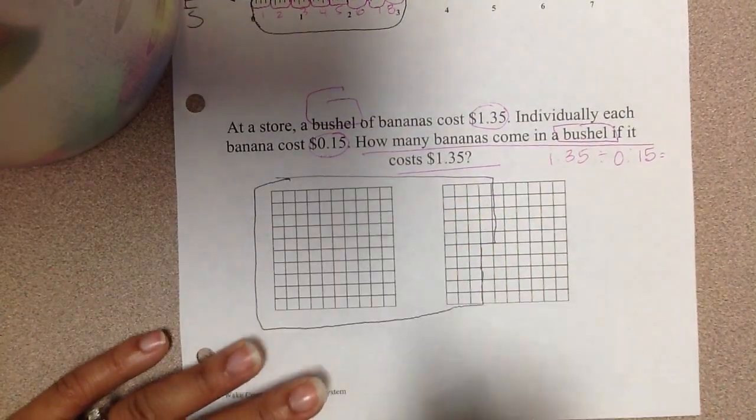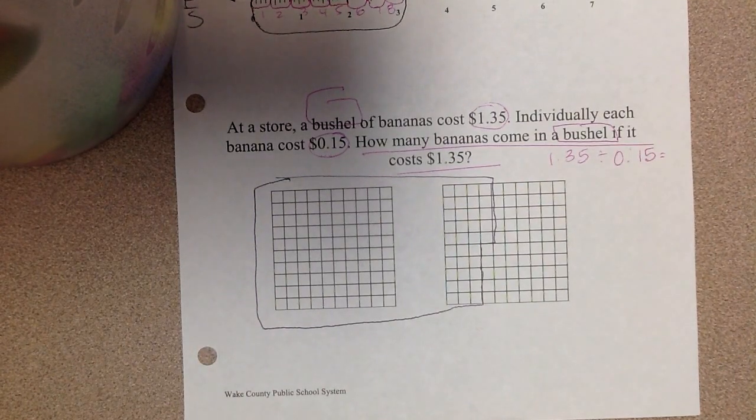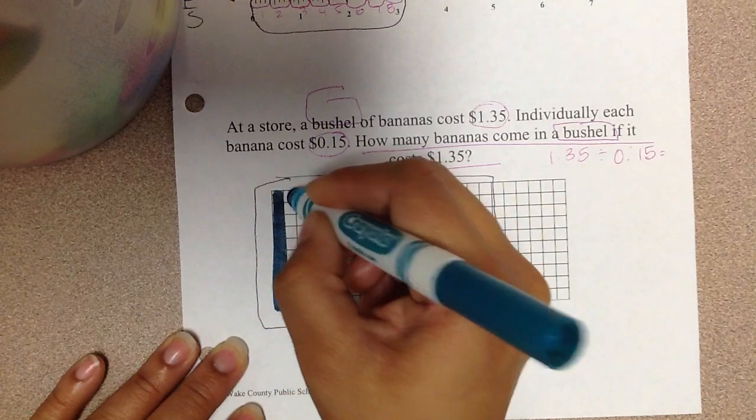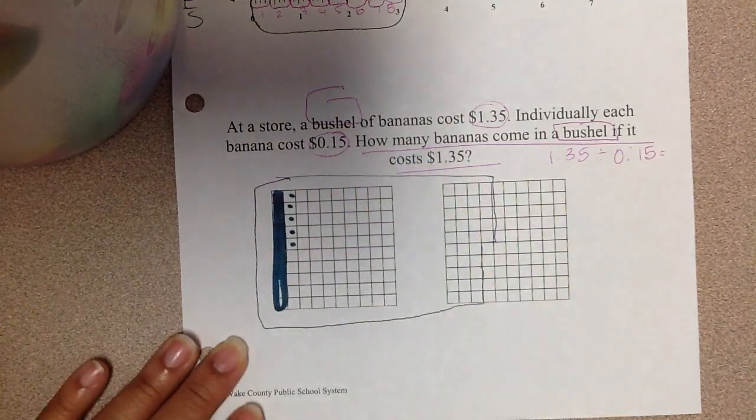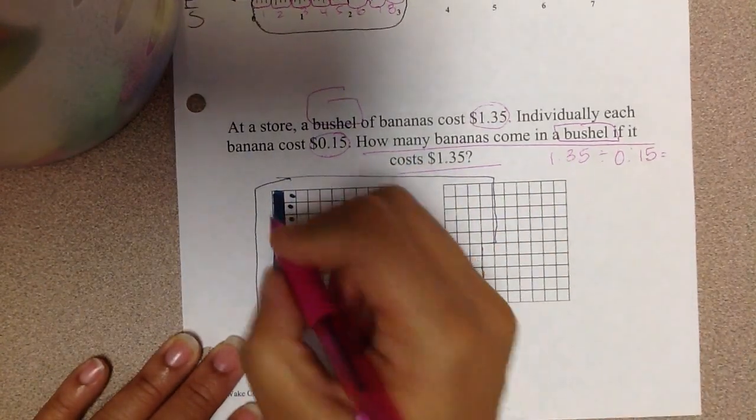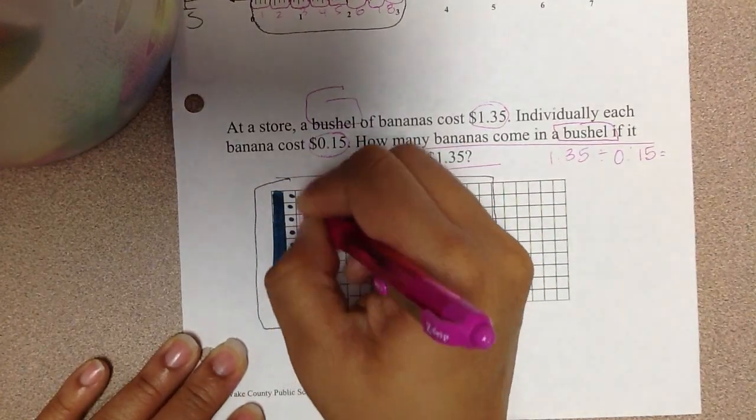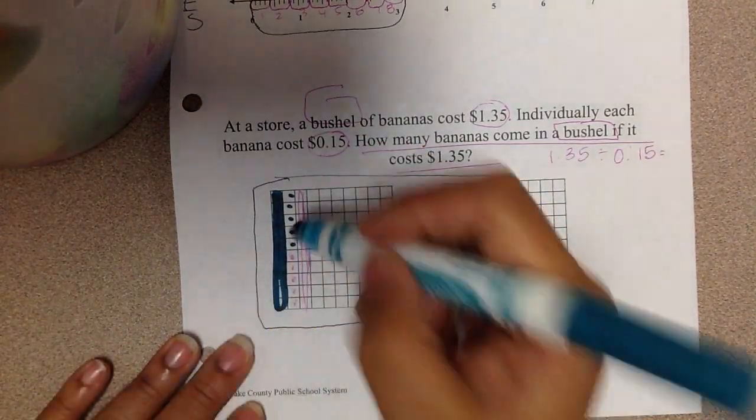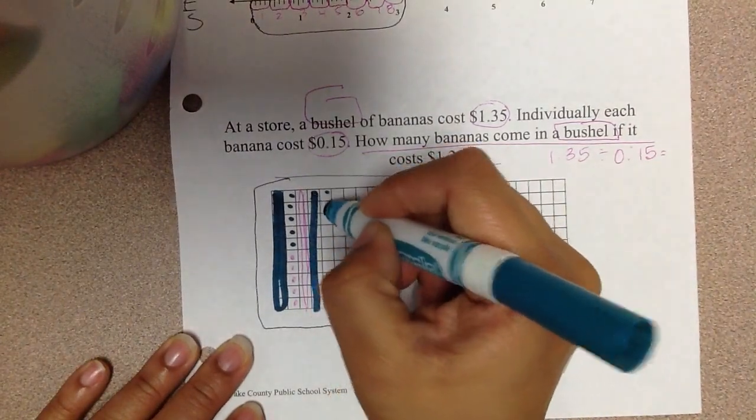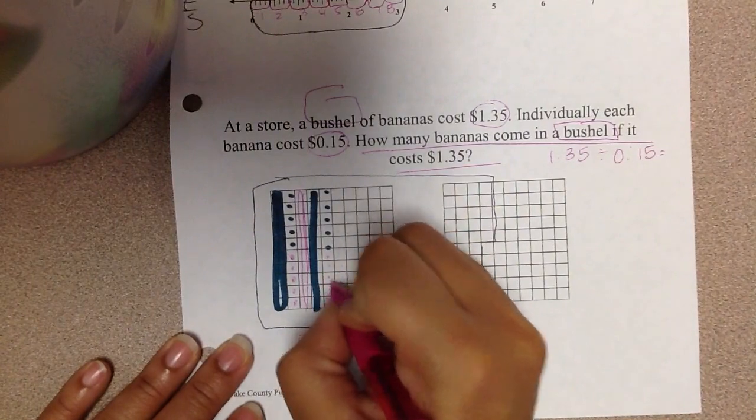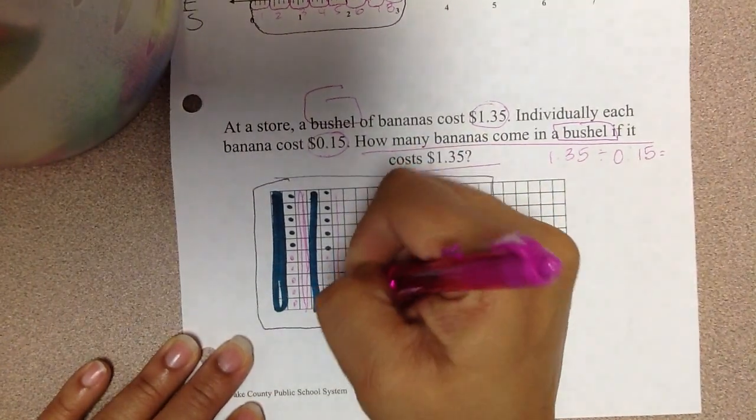So I've boxed out my total, and I'm going to shade 15 hundredths at a time. So 1 tenth, 1, 2, 3, 4, 5. Then remember, I can't skip these 5, so I'm going to shade 1, 2, 3, 4, 5, and another tenth. I'm going to shade 1 tenth, 1, 2, 3, 4, 5. Then I'm going to shade 1, 2, 3, 4, 5, and another tenth.